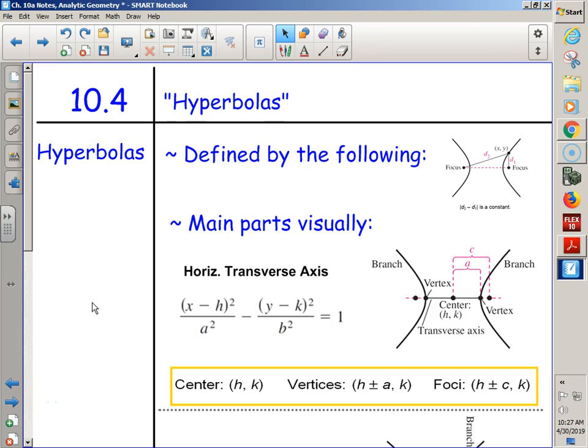The vertices are in, and the foci follow the Pac-Man, right? The foci follow the parabolic reflectors. The foci have to be out, they have to be in the curve. So some things are very similar. The center will still be h, k. That's nice.